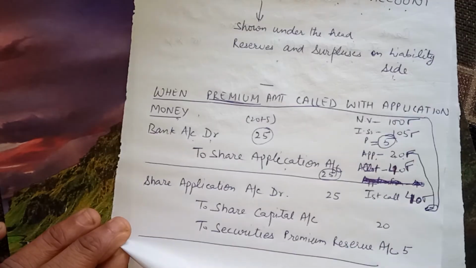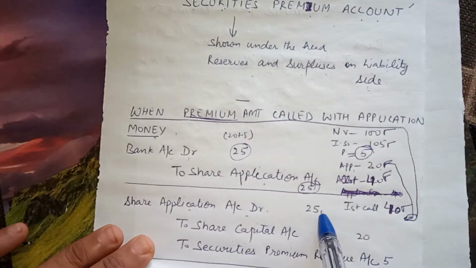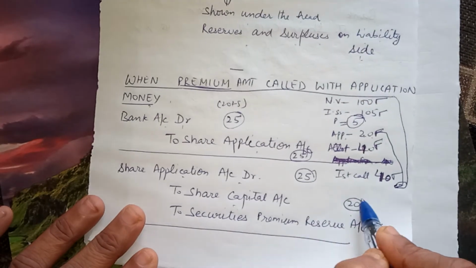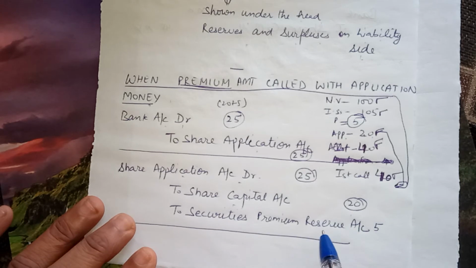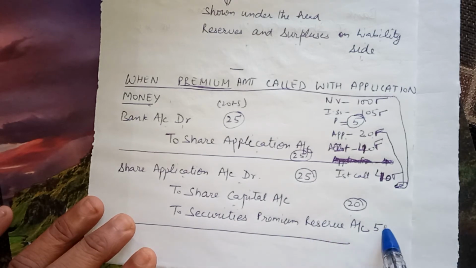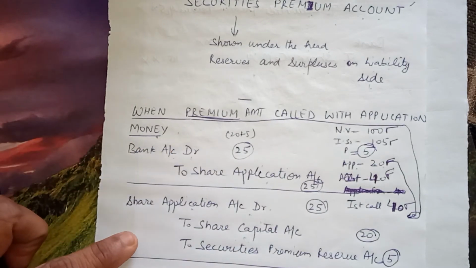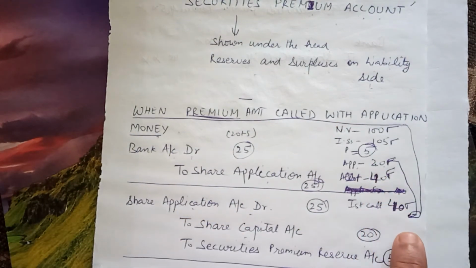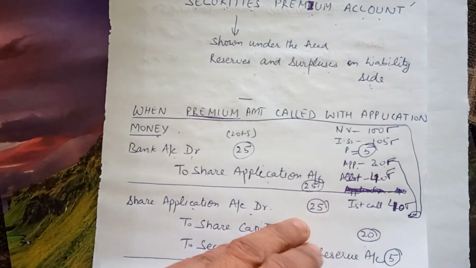And then the bifurcation will be done to separate accounts. Share application account debit: to share capital rupees 20 will be credited, and to securities premium reserve account, or securities premium account, rupees 5 will be credited. So this is how the first entry with application will go, and the other basic journal entries will go as per the model entries, as normal.